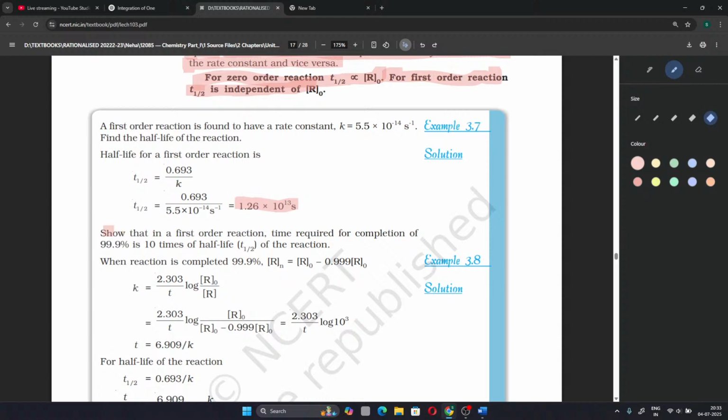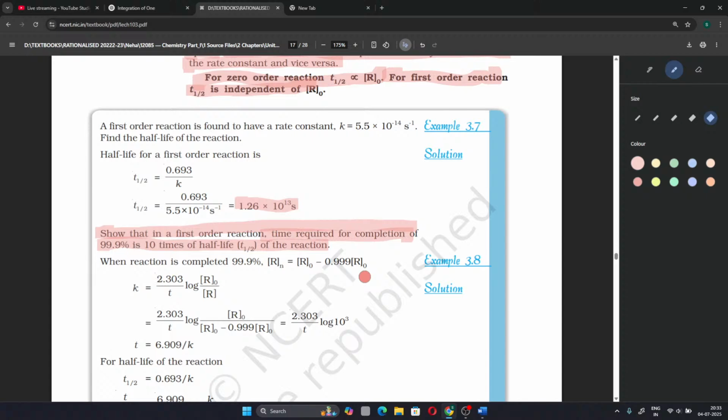Now the next example. In a first order reaction, show that the time required to complete 99% is 10 times the half-life of the reaction. Similarly, show that in a first order reaction, the time required for completion of 99.9% is 10 times the half-life.